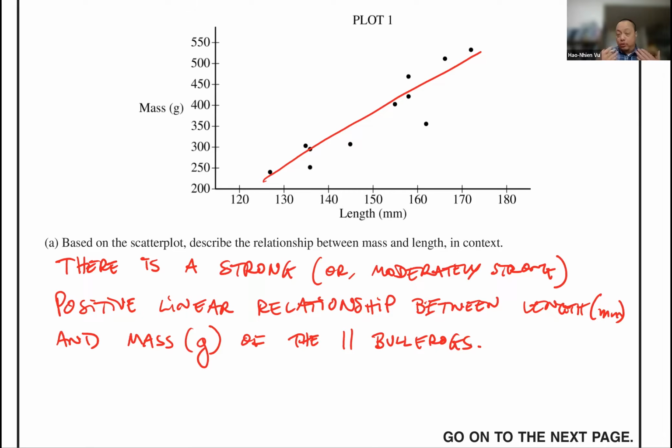On the AP exam, when you're describing a scatter plot, they want to see the strength, the direction, positive or negative, and the shape, either linear or nonlinear. Now, if there's an outlier, you need to identify the outlier. Well, in this case, there isn't any outlier. In real life, when there's no outlier, just ignore it, just move on. On the AP exam, it's safer to actually say it out loud, to say that there's no outlier. So here I have, comma, with no outliers.